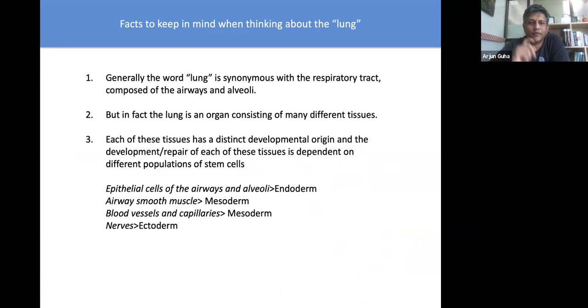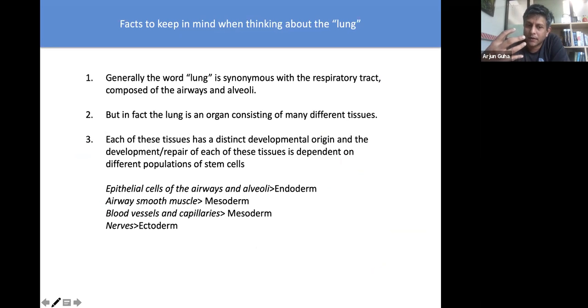So just a quick recap of the lung, and I'm going over this simply because it's also going to be relevant when we talk about the kidney, and it sort of helps you to make connections about processes and concepts. The word lung is synonymous with the respiratory tract, and it's composed of airways and alveoli. But in fact, the lung is an organ consisting of many different tissues. For example, the epithelial cells of the airways and alveoli are endodermally derived. The airway smooth muscle which surrounds the airways is mesodermally derived. The blood vessels and the capillaries, the smooth muscle that surrounds them, are mesodermally derived.